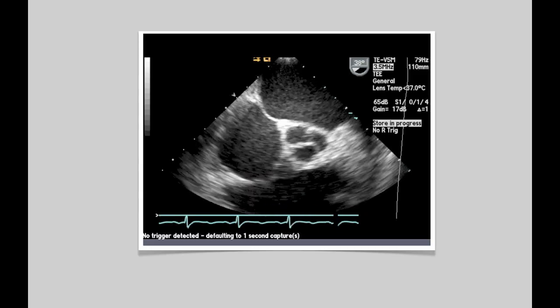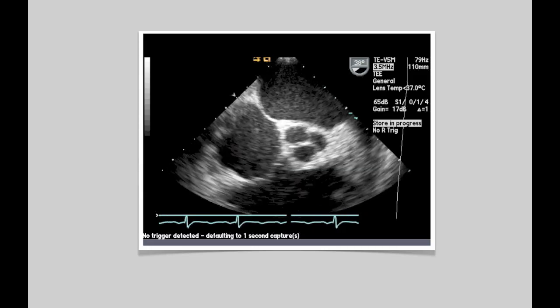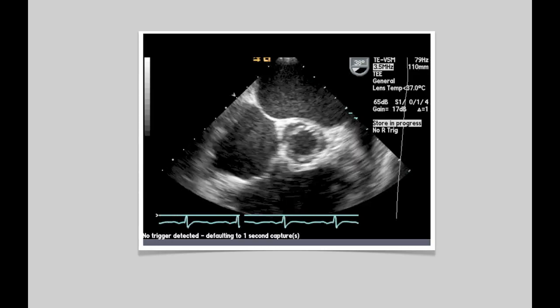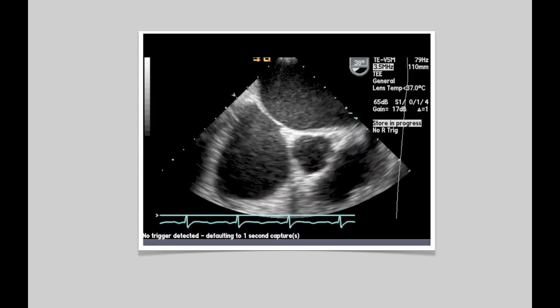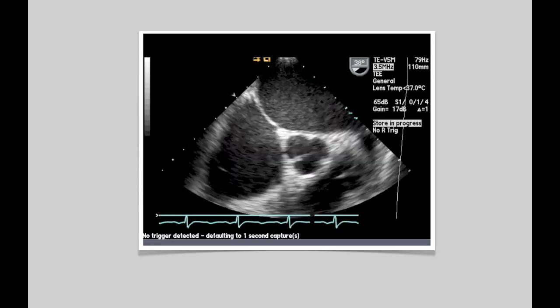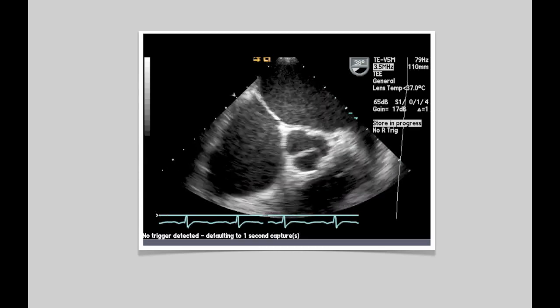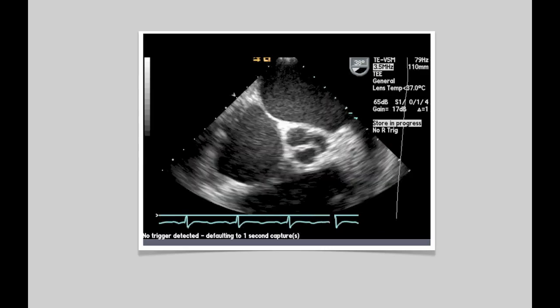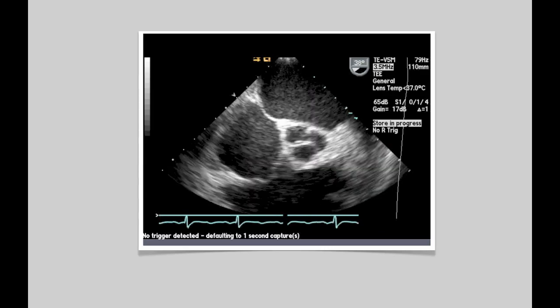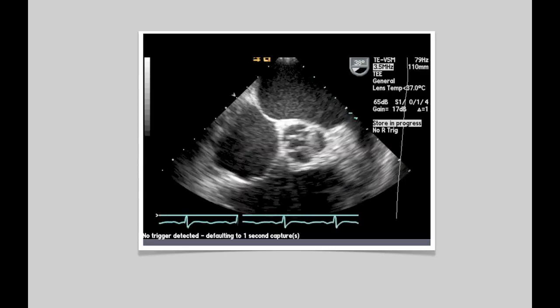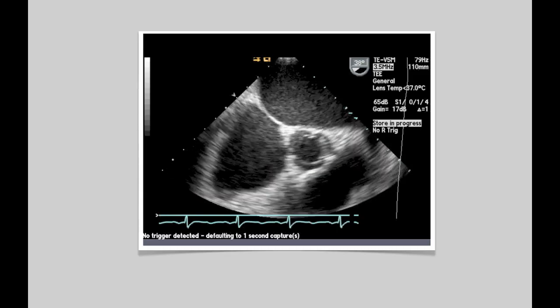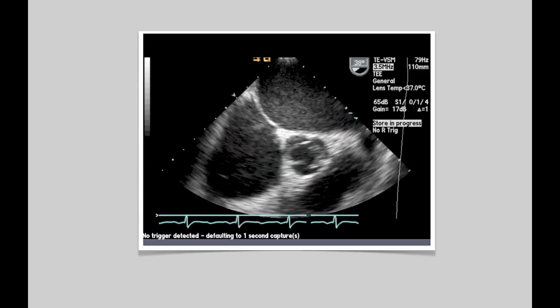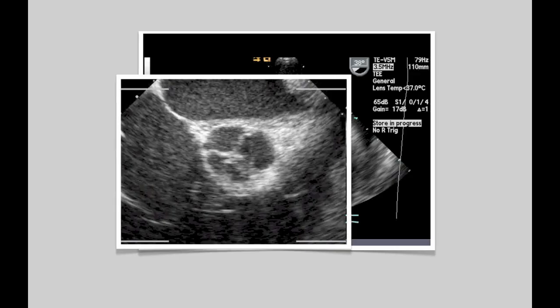Here we see another image of an aortic valve. And what we want you to focus on here is the fact that the leaflets don't look symmetrical. This is probably because we need to adjust our omniplane angle. However, we can see that the valve opens easily and fully, and that there does not appear to be any limitation in the ability of the valve to open at the commissures. So this is likely a normal structured aortic valve.